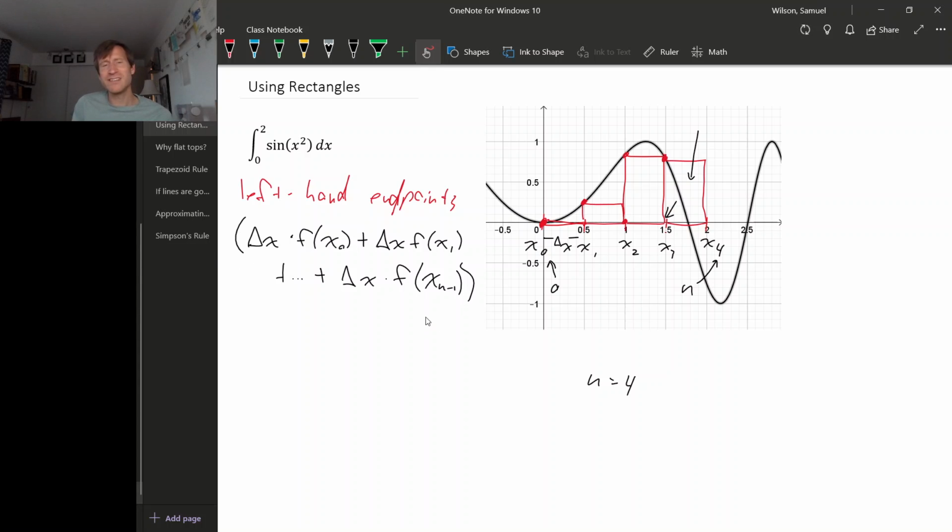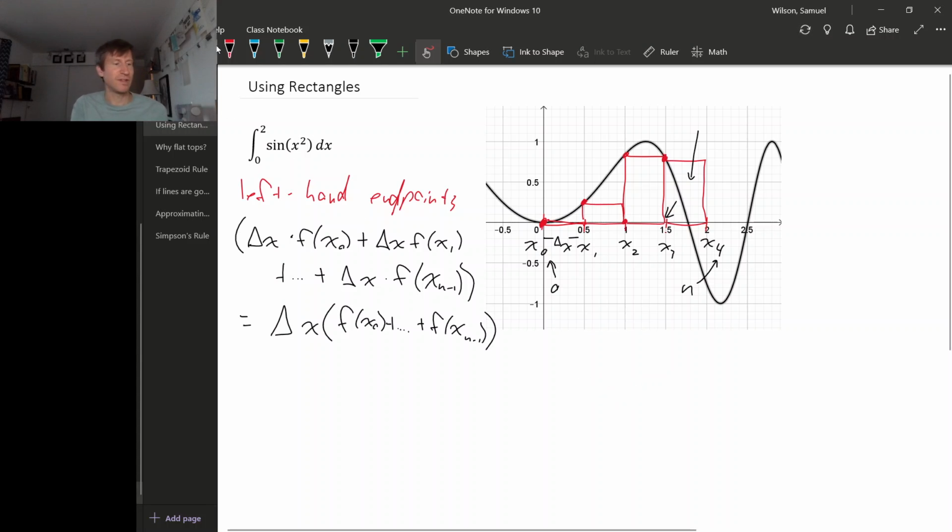Of course, all these terms have a delta x, so we should probably factor out that delta x. So delta x times f of x sub 0 plus f of x sub 1, and so on, all the way up to f of x sub n minus 1. Okay.